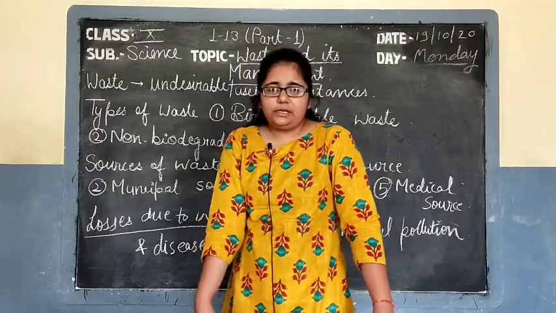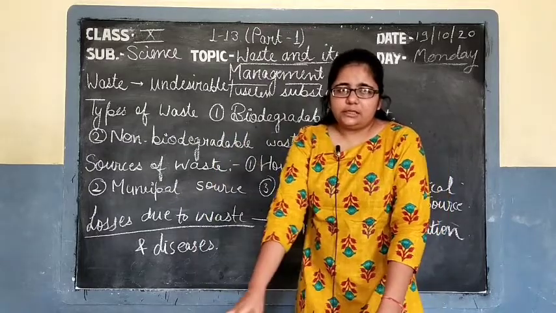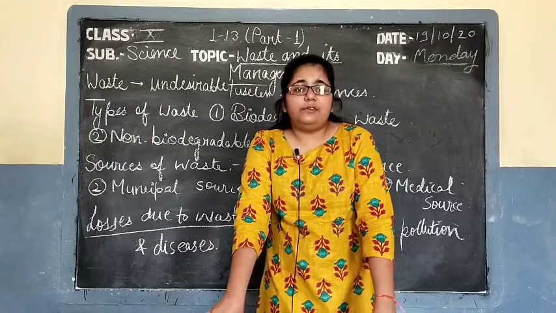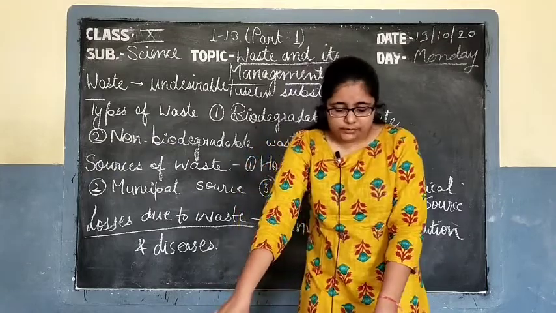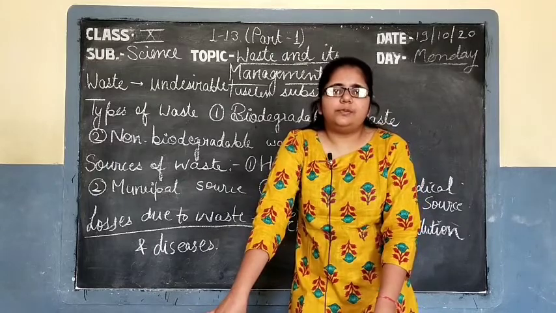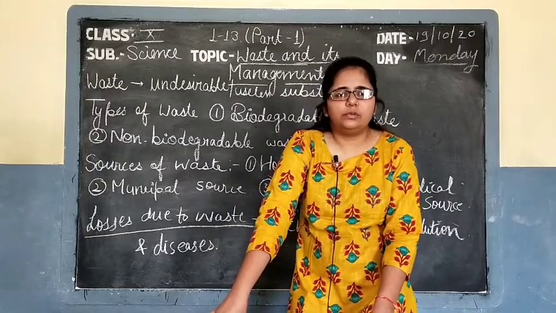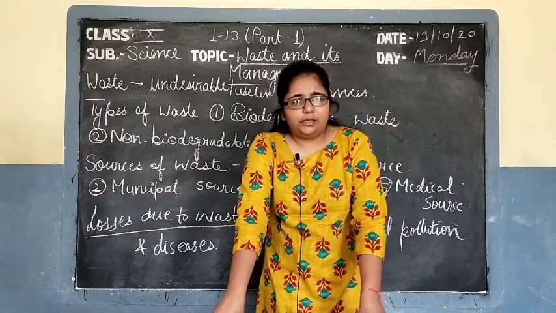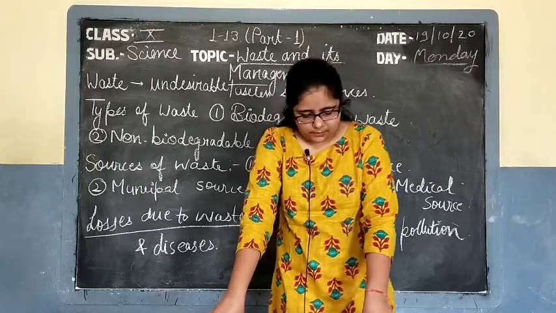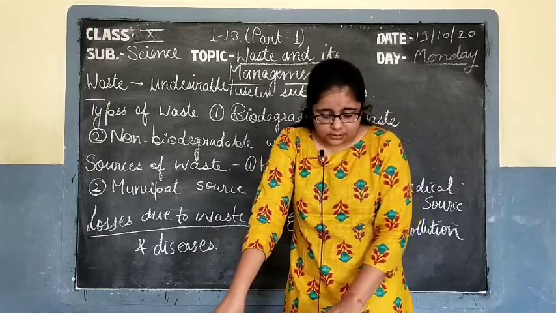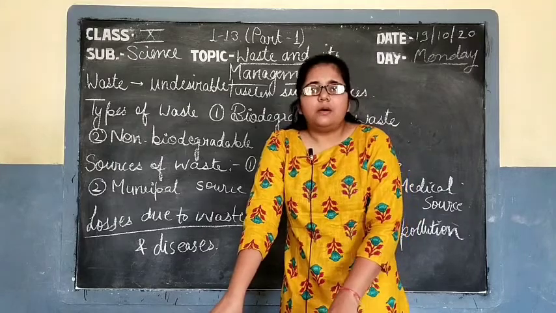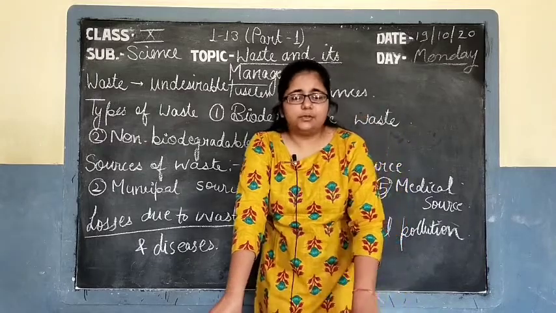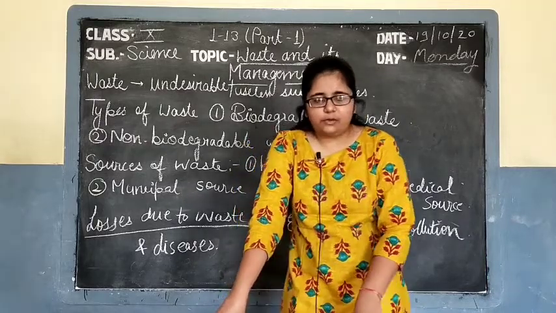Then the second one is the municipal source, in which, other than household sources, feces and urine are also included. The waste products from the markets are also included in the municipal source. The waste products from other institutions like schools and government offices are also included in the waste of the municipal committee. These kinds of waste products are dumped at a particular place, but that place also gets polluted as there is no solution or management of this waste.